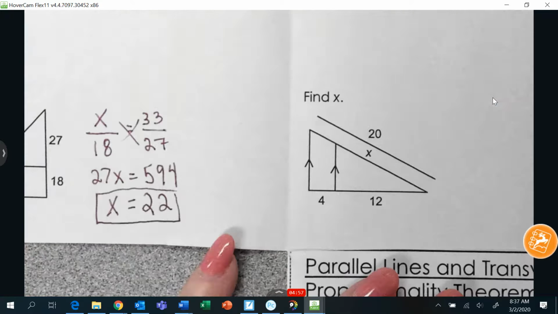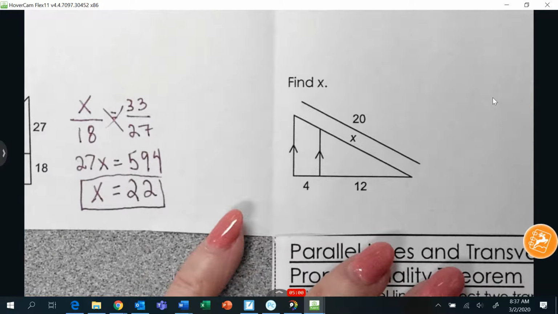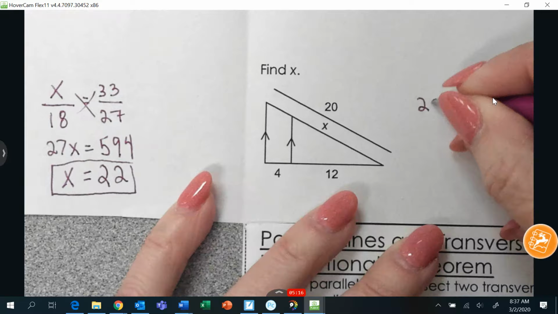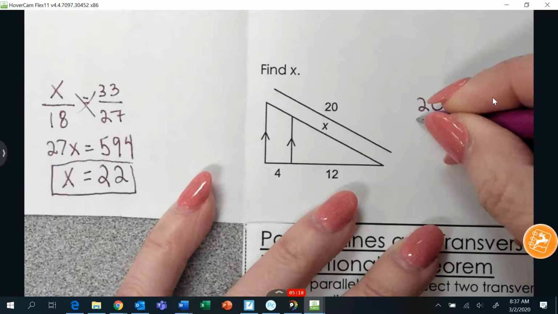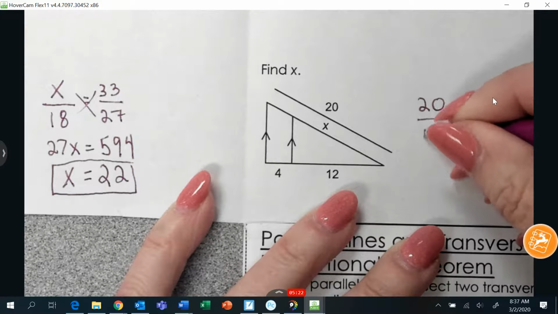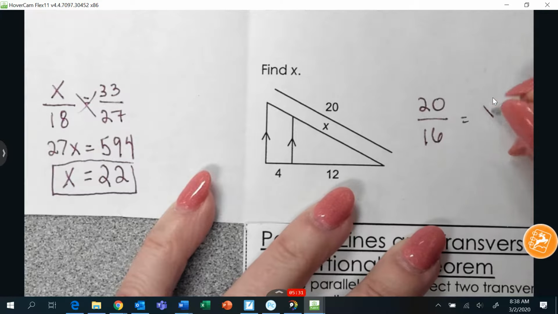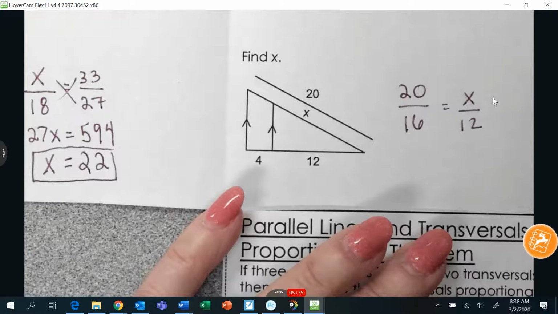All right. Next one. Find x. Oh, I think I know how. You think? Yes. Tell me what you think. Over 16 is equal. Okay, you cross multiply that. See what you get.